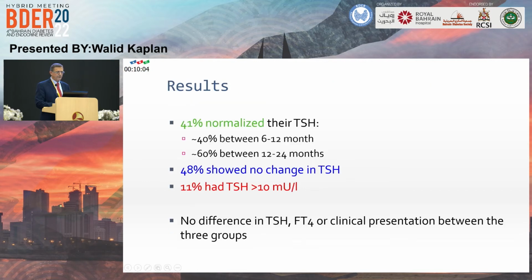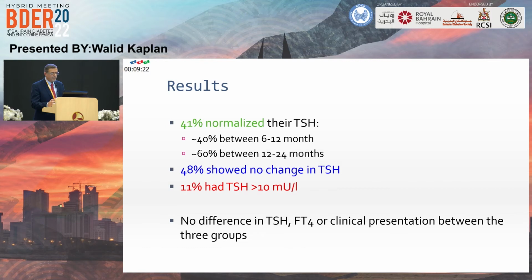Let's see what's going to happen with them at 6 months, 12 months, and 24 months. So 41% of those patients had normal TSH, 40% of those between 6 to 12 months, 60% in the second year of follow-up. No one normalized TSH before 6 months of follow-up. 48% did not have any change. So once again, we have an 89% of either normalized or continued in the same category, and 11% had a TSH above 10. And there was no difference in this cohort at presentation to see if there is any risk factor or correlating factor. Same level of TSH, same level of free T4, and same level of clinical presentation.